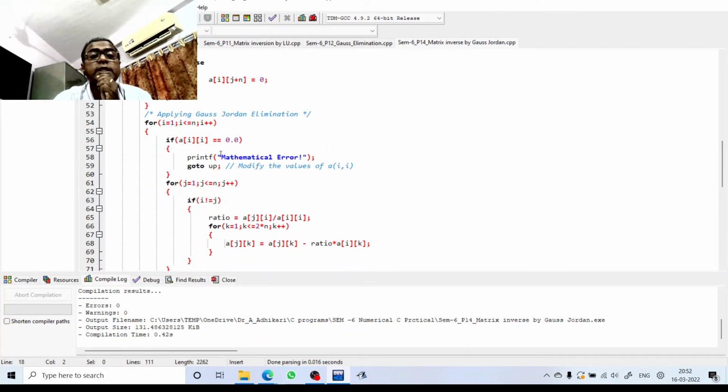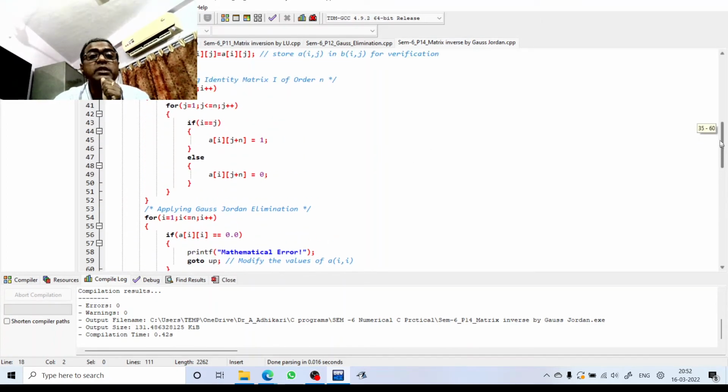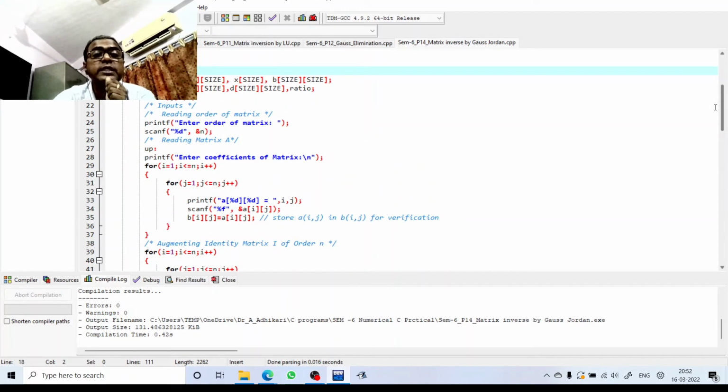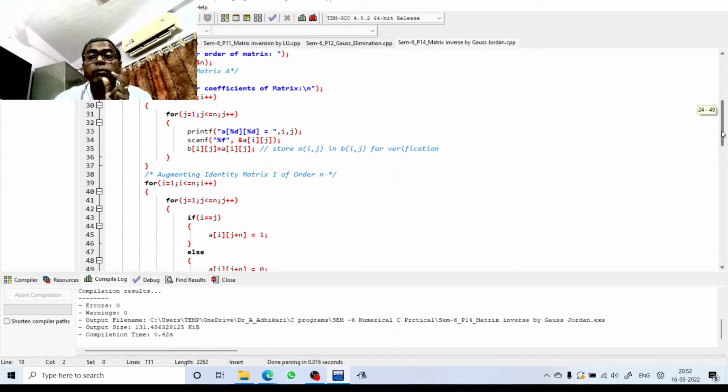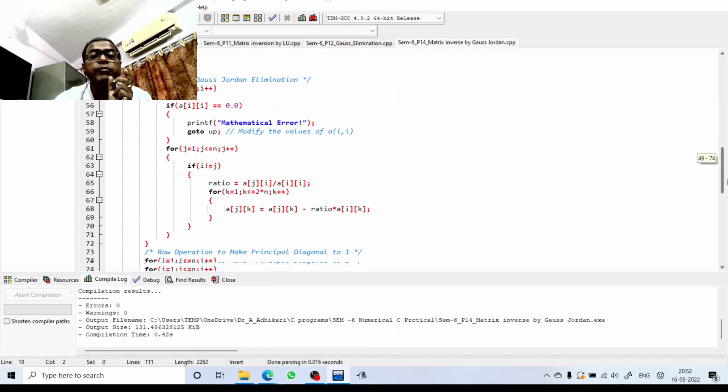Applying the Gauss-Jordan elimination method, if Aii equals 0, it is a mathematical error, because this is the principal diagonal element for the matrix, capital A matrix. So go up, meaning here enter the coefficient matrix. You have to choose it in such a way that the principal diagonal of the coefficient matrix A is not equal to 0, or not very negligible. Otherwise a mathematical error occurs.